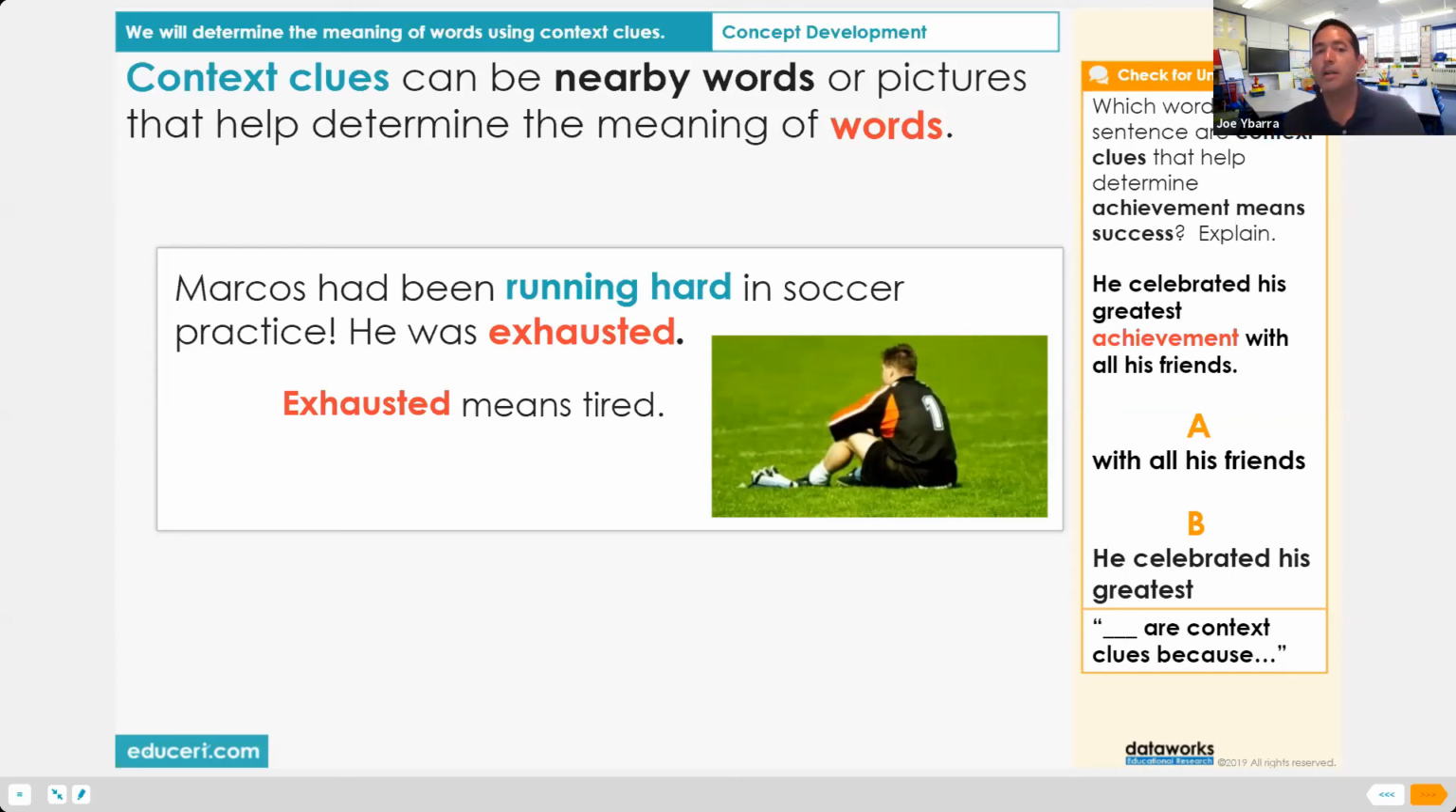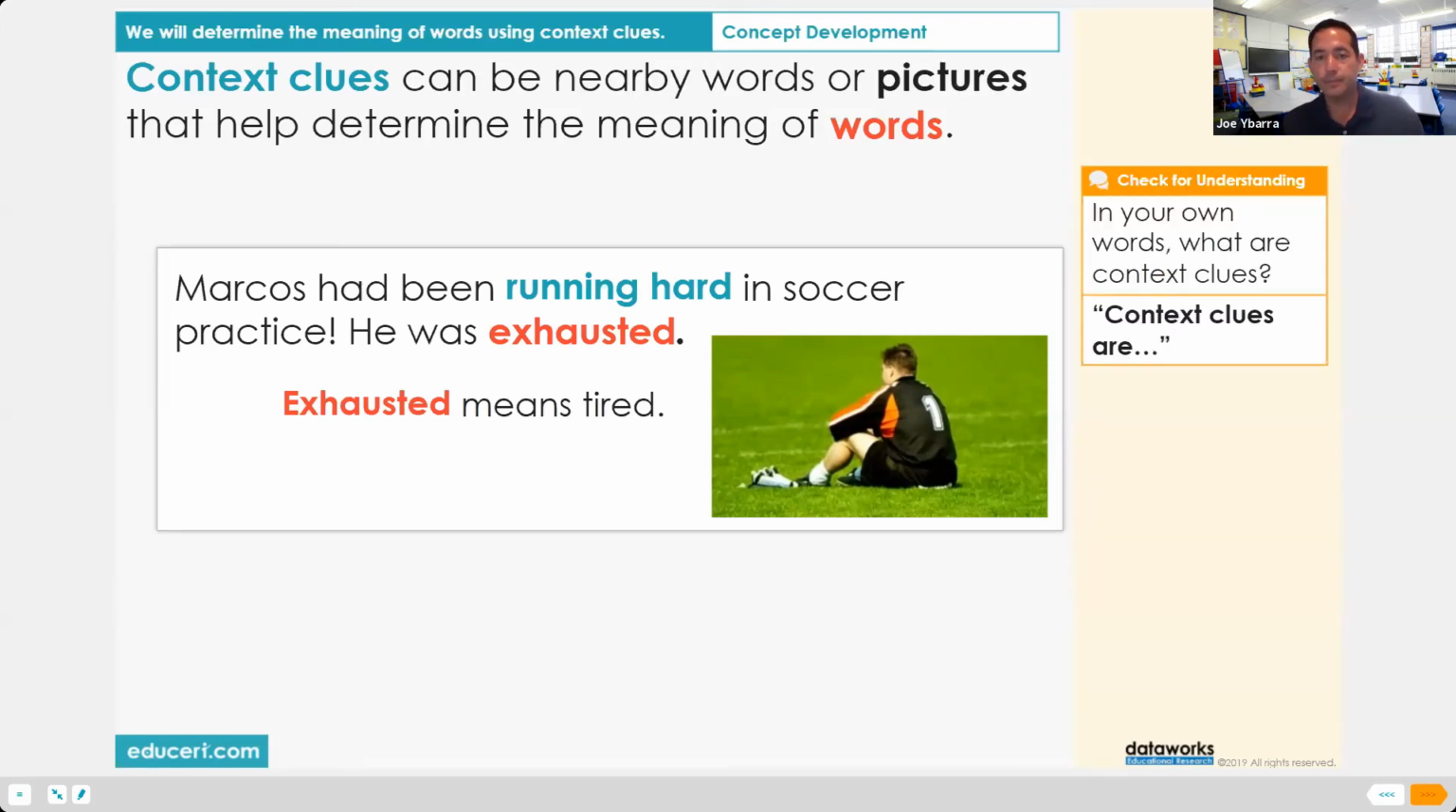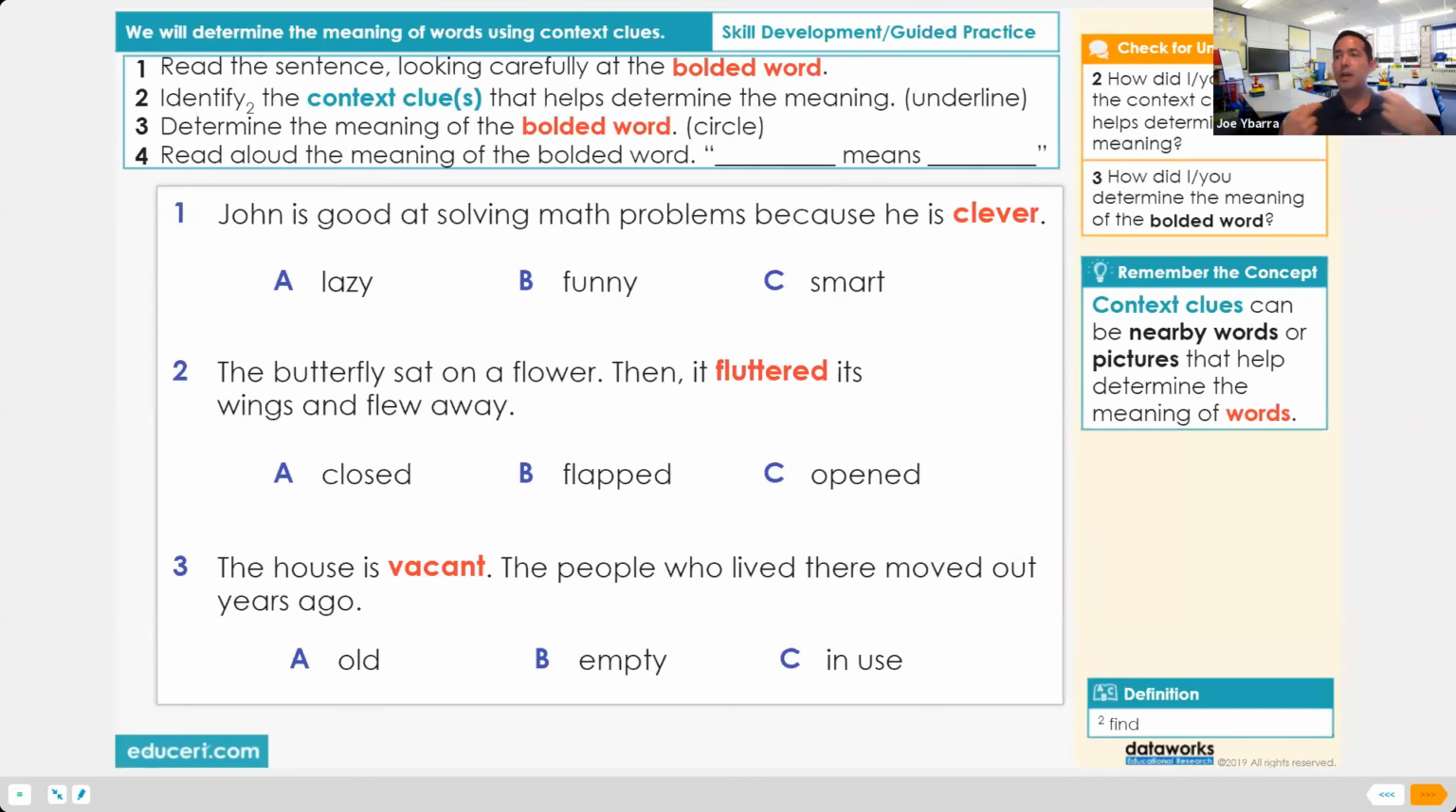And now we're going to do the skill. In skill development, the teacher models the first one, then guided practice, and the students do one step at a time. It looks something like this. Read the sentence looking carefully at the bolded word. And I'm going to go a little quicker in my pace because I only have a few minutes.